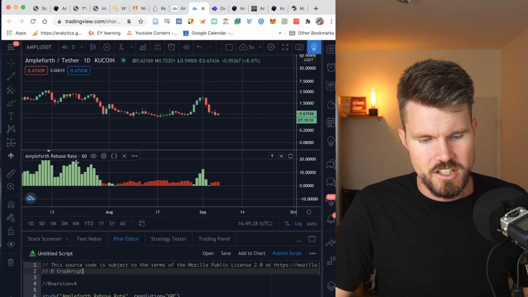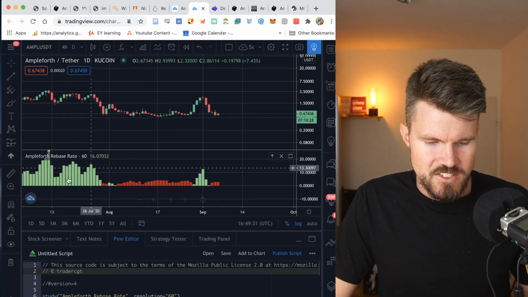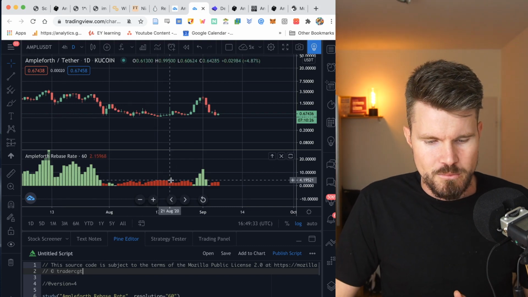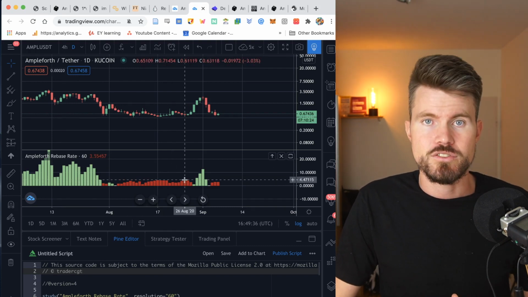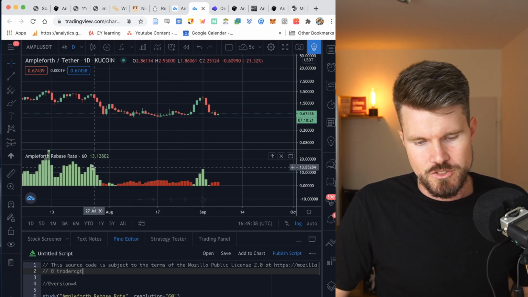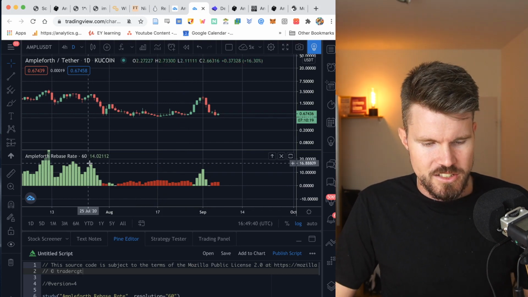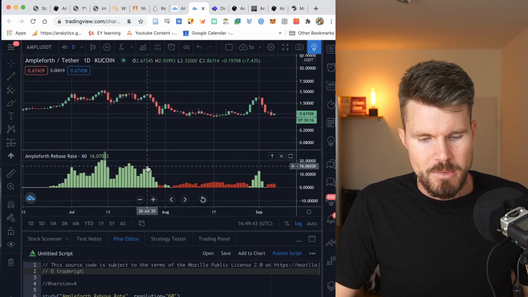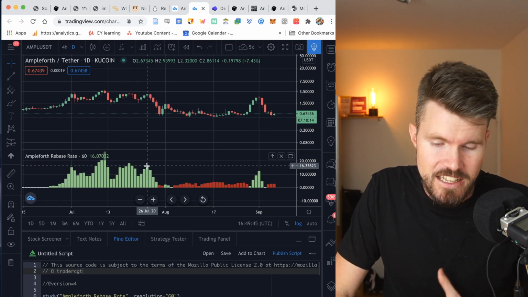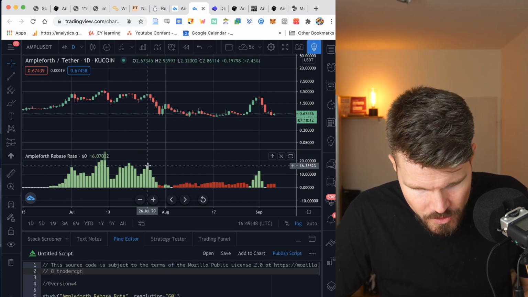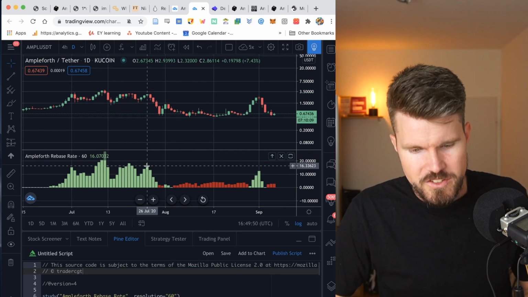You can change the colors if you don't like the original colors. I think I've changed them to make the red more prominent. The reds are negative rebases and the greens are positive rebases. That means the greens are where the amount of coins in the circulating supply increased. So in this case, on the 26th of July, it increased by 15%.